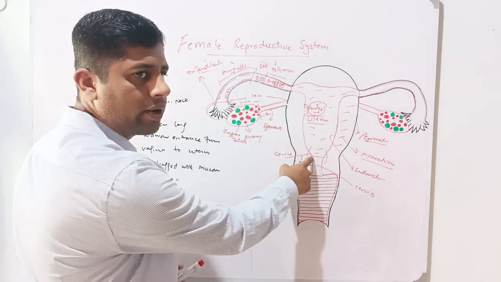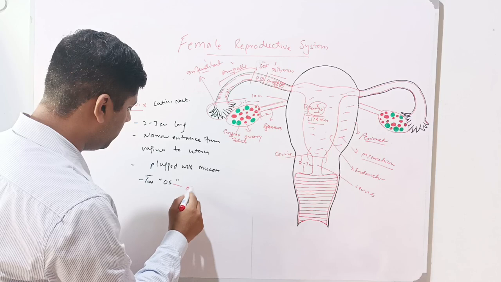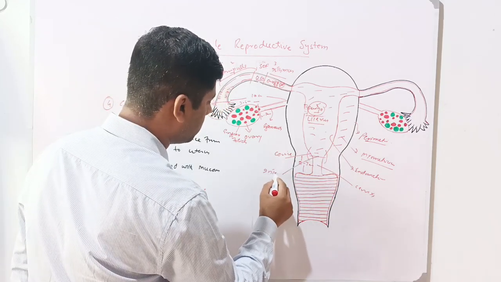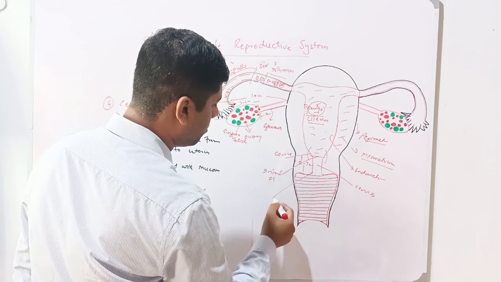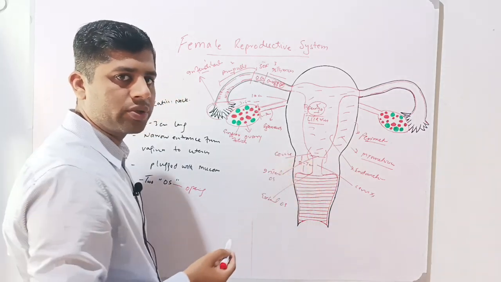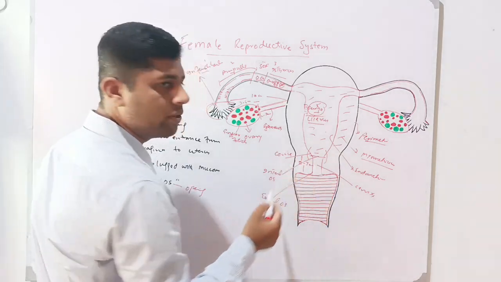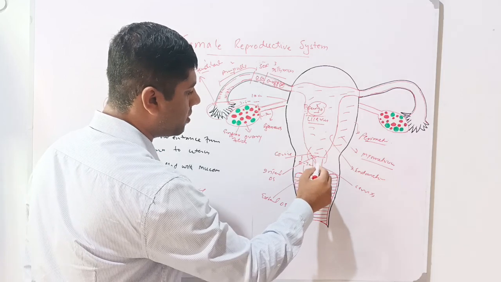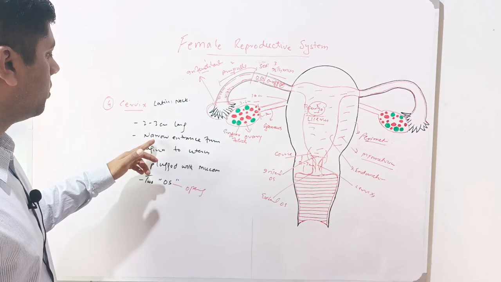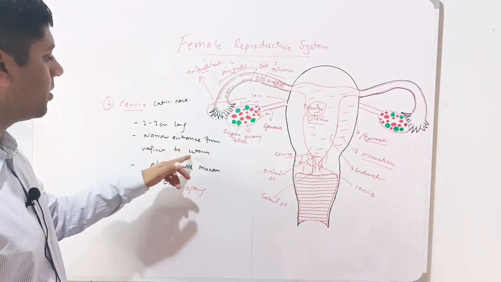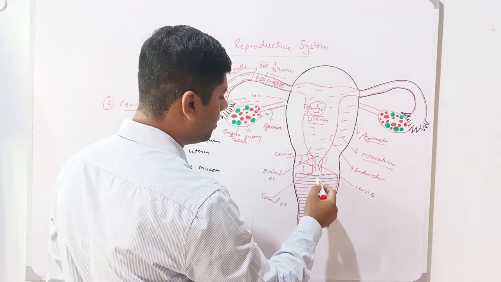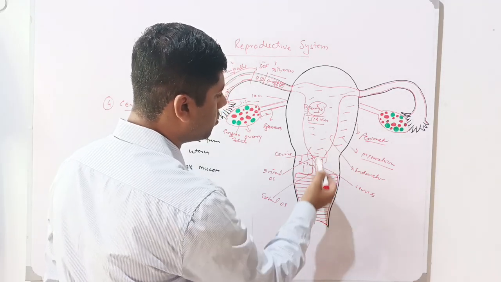It has 2 openings or os. Os means opening. The internal opening is the internal os and the external opening is the external os. The internal os is towards the uterus and the external os is towards the vagina. It has finger-like projections, muscular flaps which guard the cervix. The cervix is basically a narrow entrance from the vagina to the uterus. During copulation, the sperm travels through the vagina, crossing the cervix. So it is a narrow entrance towards the uterus.